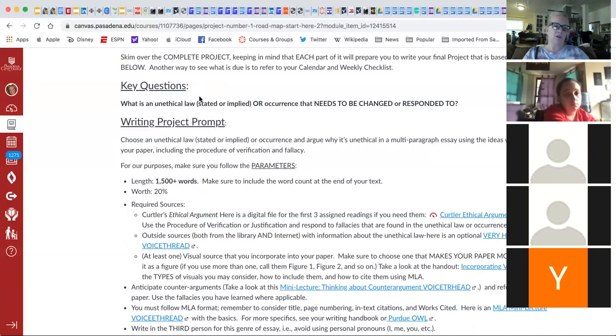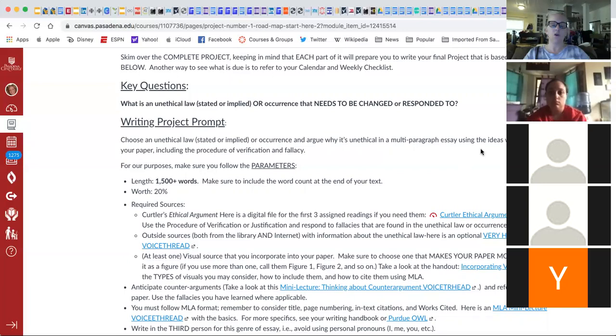So those are the key questions. That's the prompt written in question form, but let's look at the prompt itself. Choose an unethical law, stated or implied, or occurrence and argue why it's unethical in a multi-paragraph essay using the ideas within Ethical Argument. This is critical. I have students writing really wonderful papers, but they do not mention the book Ethical Argument at all, and they do not include anything from it, and that is automatically going to lower your grade, probably to a C or a D. Because this is critical. We're reading Ethical Argument, we're talking about ethics, and so you really need to include that in your paper.